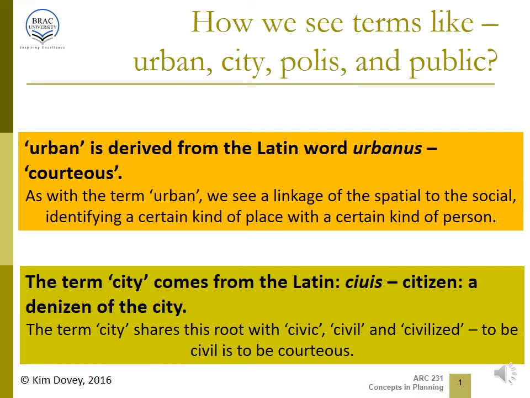To start with, it is important to know about the term urban, how we need to explain urban. So in Latin, urbanus is courteous. This courteous, basically, is a kind of space where every person might not know each other, but they will pay respect to each other. So with this term, we see a linkage of the spatial to the social, identifying a certain kind of place with a certain kind of person.